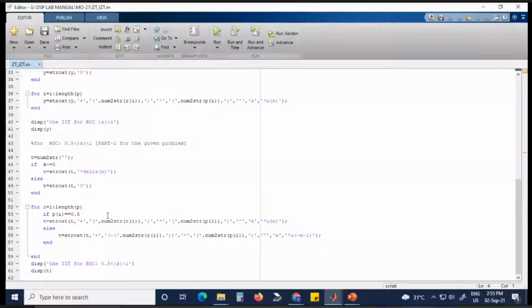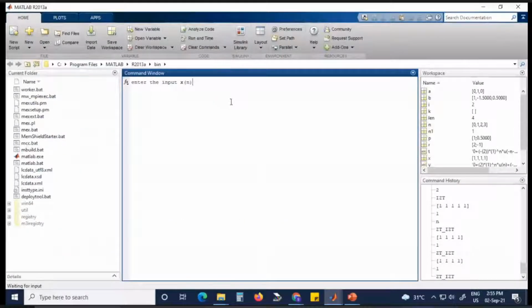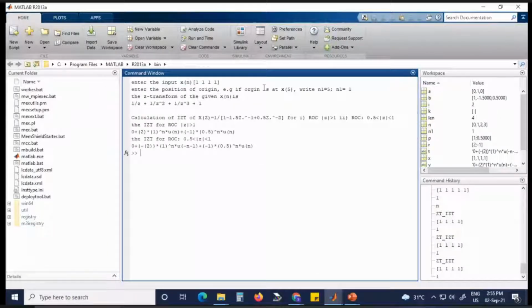Okay. The condition is same. That time it was not coming because we have variable. Okay, we have not changed the variable. Now it is t. So if you run this, let us take one input, one, and enter the positions of the origin. Let us say positions is at the first year. This is one part, that is Z transform is calculated, and the second part, that is inverse Z transform of this example is calculated.